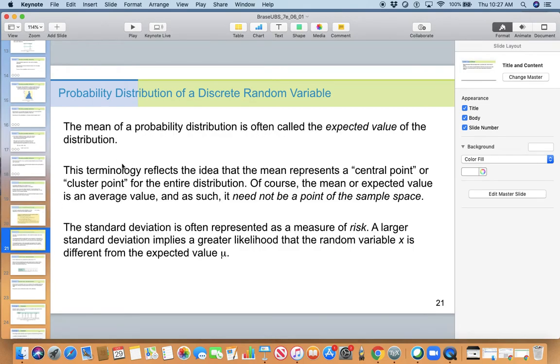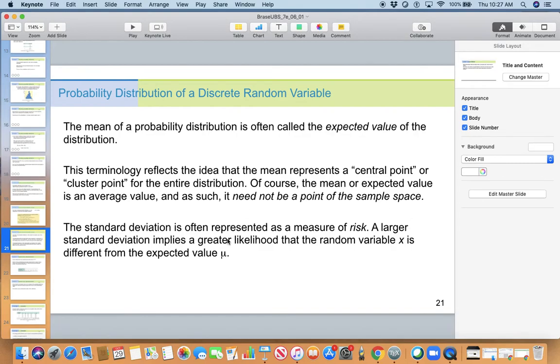Now, the mean of a probability distribution is often called the expected value. So, for a probability distribution, the mean is called the expected value of the distribution. This terminology reflects the idea that the mean represents a central point or a cluster point for the entire distribution. Of course, the mean or expected value is an average value, and as such need not be a point in the sample space.